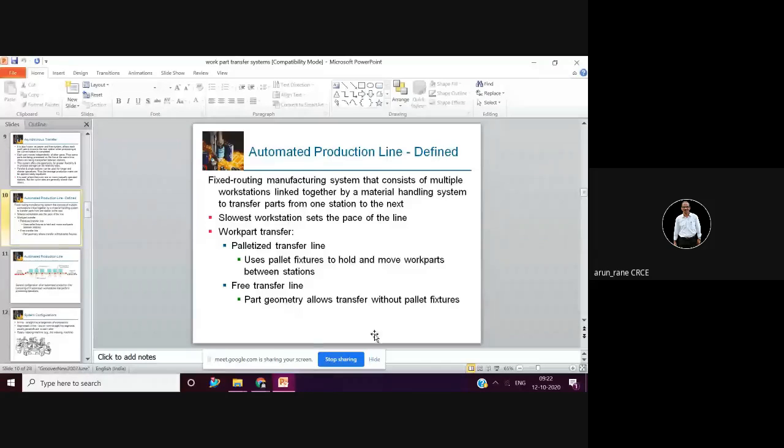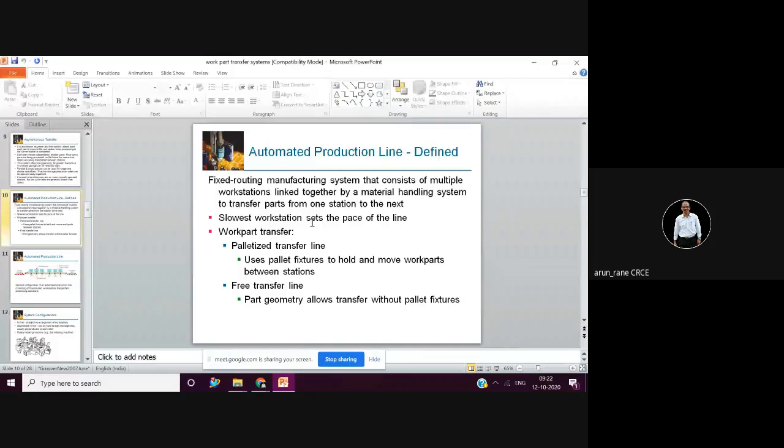Then, as I said, the slowest workstation is the bottleneck station, and the engineer has to concentrate on it because that is what is going to decide the pace of the line. Pace of the line means the speed of the line.